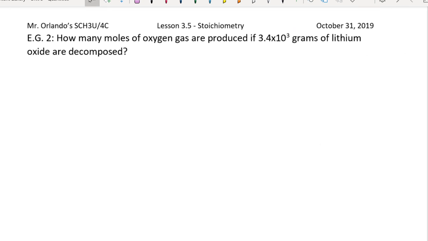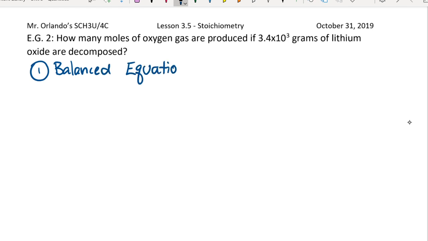How many moles of oxygen gas are produced if this much grams of lithium oxide are decomposed? Oh my God. Let's get to it. The first thing we need, always, is a balanced equation. You must have a balanced equation. So in this case, what am I decomposing?